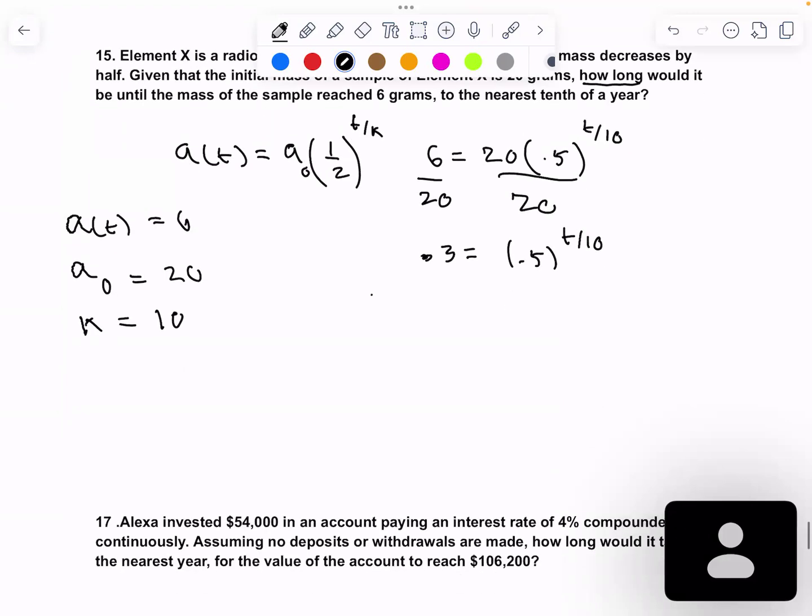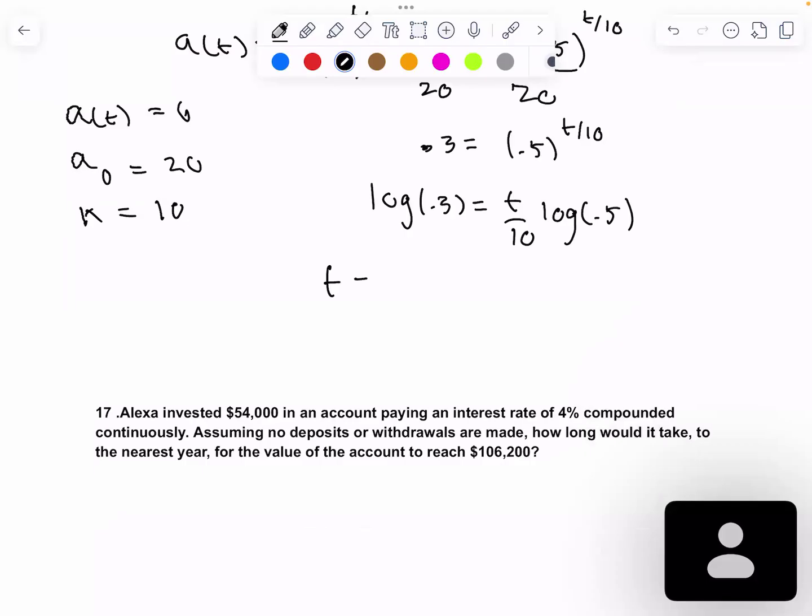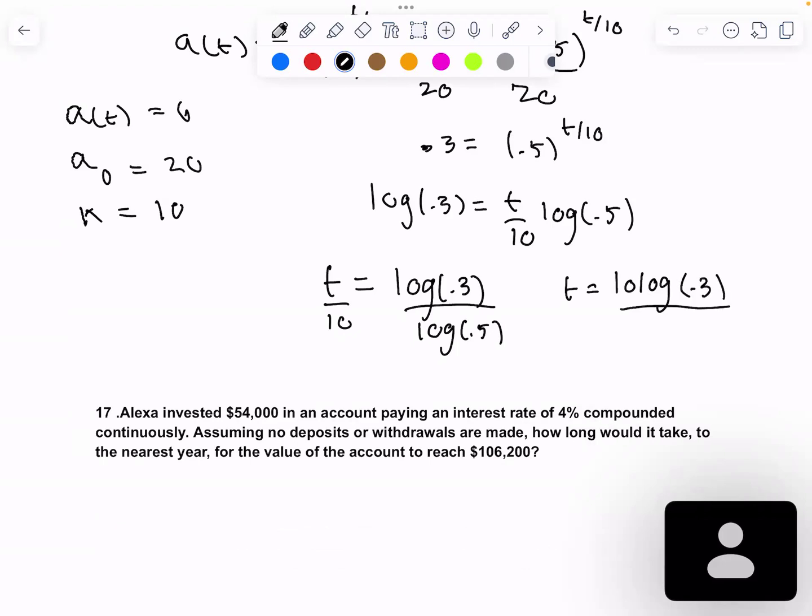Whenever I have an exponential, I'm going to take the logs of both sides. And the reason why I do that is so I can bring the power down. So I'm going to bring the power down and take the log of the inside. Then I'm going to divide by the log. And then I'm going to multiply by 10. So when you plug it in the calculator, make sure you do the top first, hit enter, right? And then do the bottom.